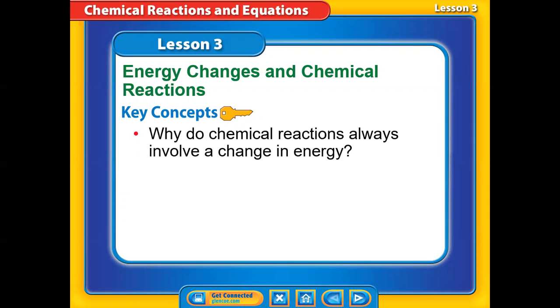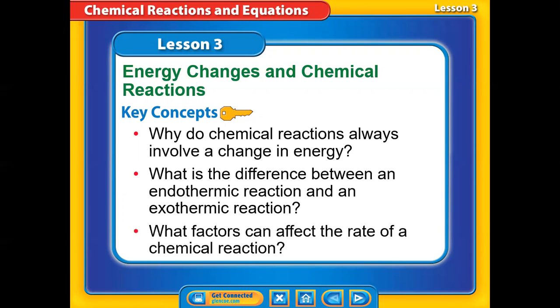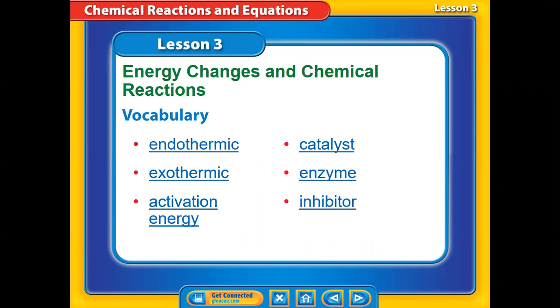Let's find what our goals are in this lesson. By the end of this lesson, we should be able to answer the following questions: Why do chemical reactions always involve a change in energy? What is the difference between an endothermic and an exothermic reaction? And what factors affect the rate of a chemical reaction? Here is our new vocabulary: endothermic, exothermic, activation energy, catalyst, enzyme, and finally inhibitor.